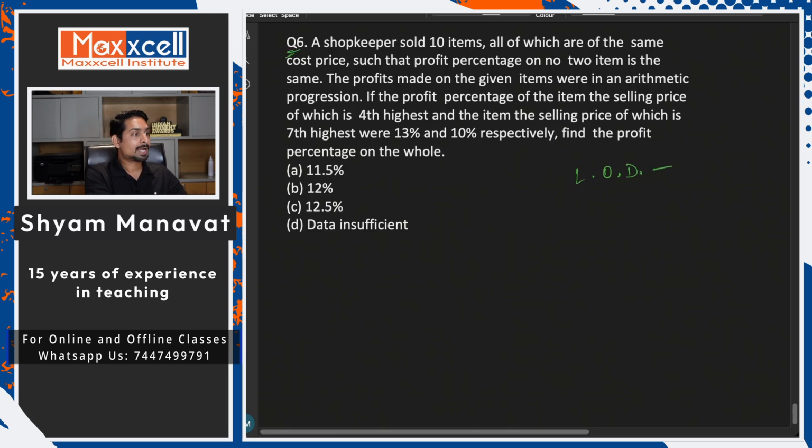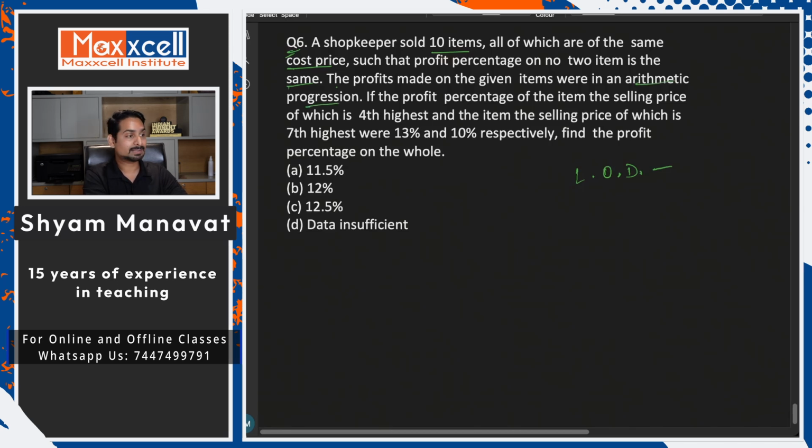Let's see the question. Question says a shopkeeper sold 10 items, all of which are at the same cost price. So he sold 10 items, but all of them cost equal, such that the profit percentage on no two items is the same. Oh, so profit percentages are different in each item. The profit made on the given items were in arithmetic progression.